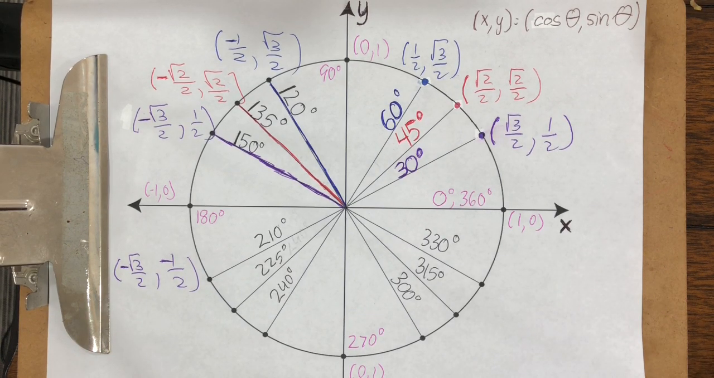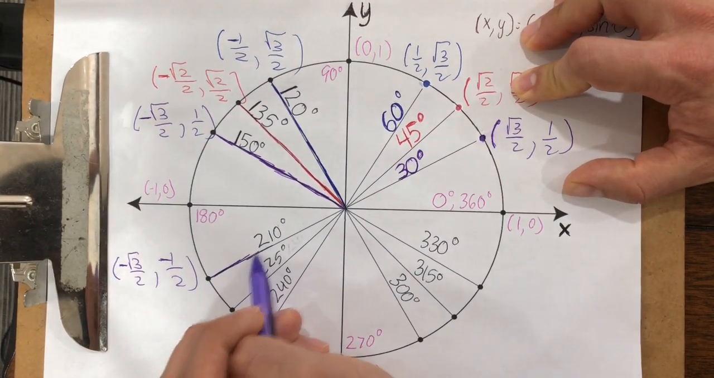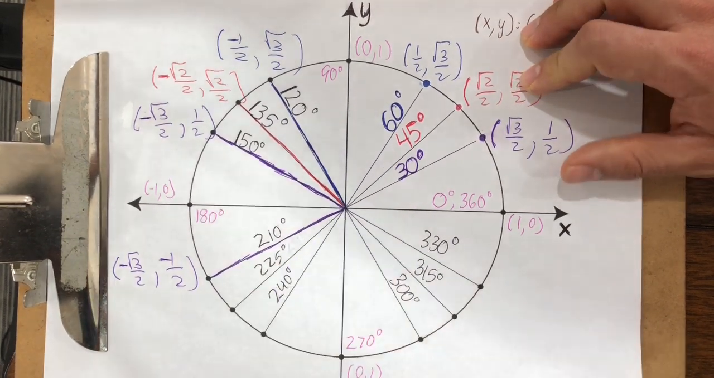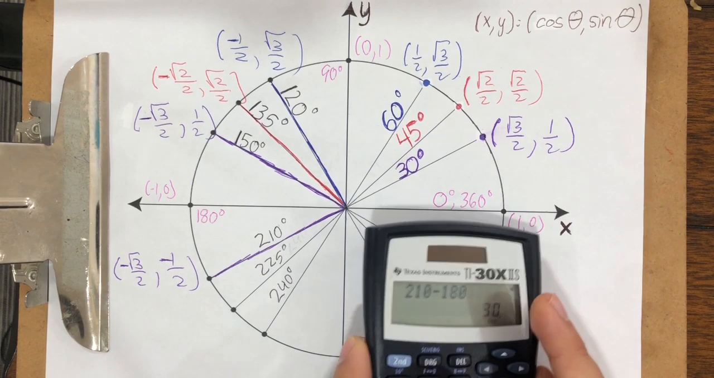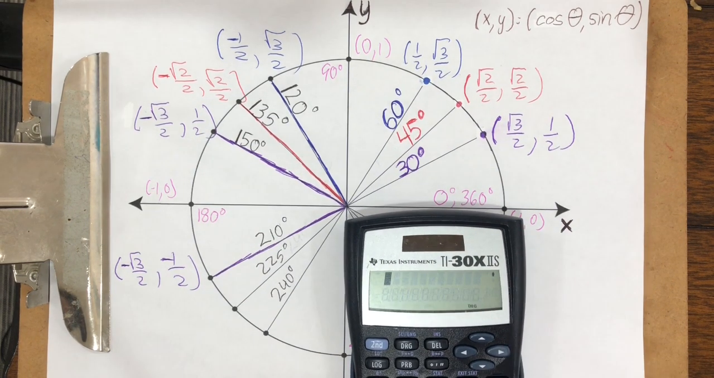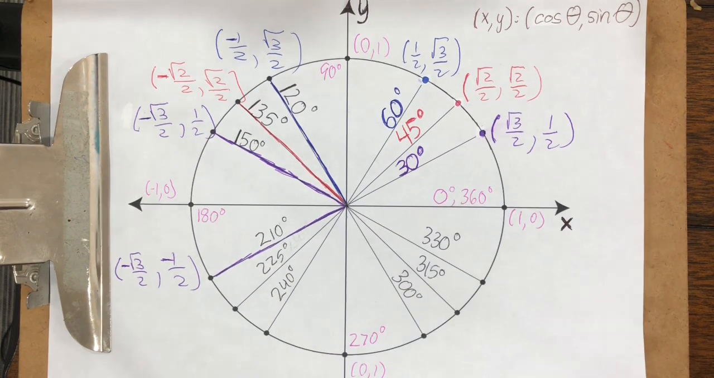So now let's do this. Oh, and I'm going to shade it with the purple. So let me shade this. All right. So now I'm going to do the same thing for 225 degrees. So I'm going to take 225, subtract that to 180 degrees, and I get 45 degrees.